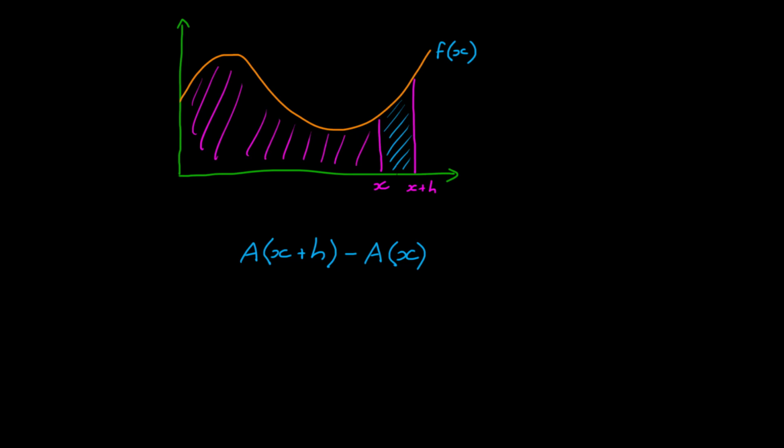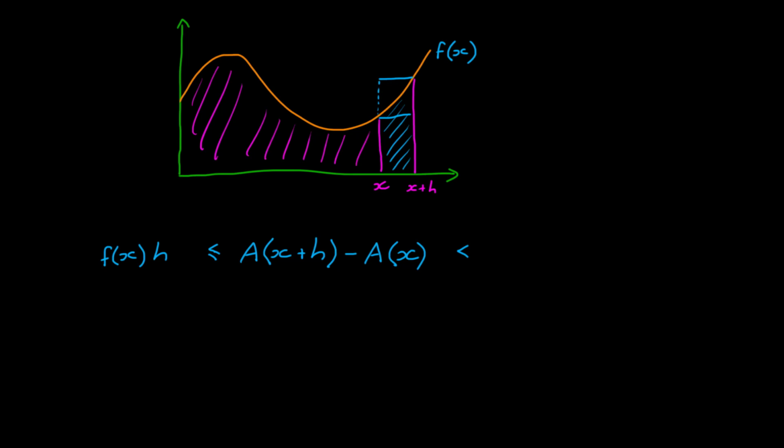Now, we can estimate that area in two ways, as we've seen. We could use a left rectangle, or we could use a right rectangle. And we're going to use the fact that these two areas will under and overestimate the area to put limits on the value of this difference. So obviously in the case of left rectangles, we're going to get an underestimate in this case, and our area estimate is going to be the function at x multiplied by the width of the rectangle.